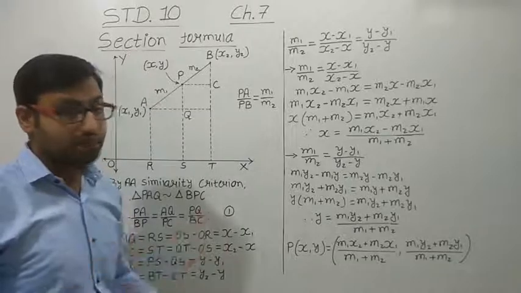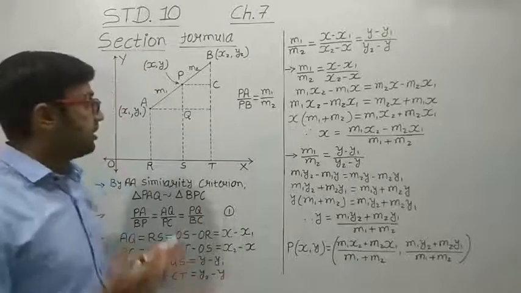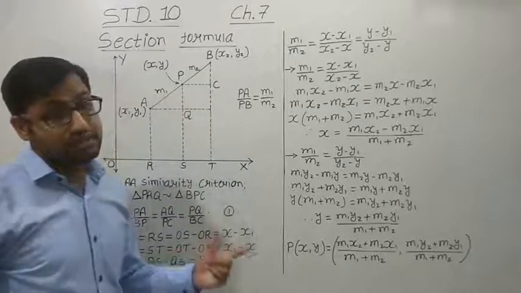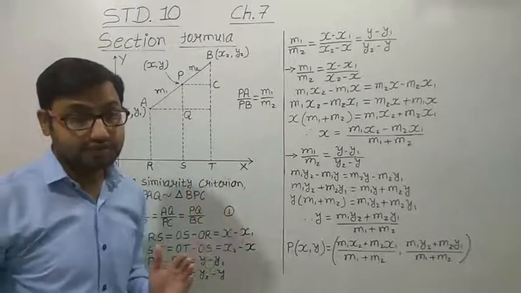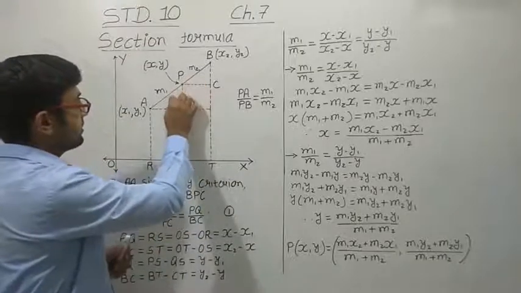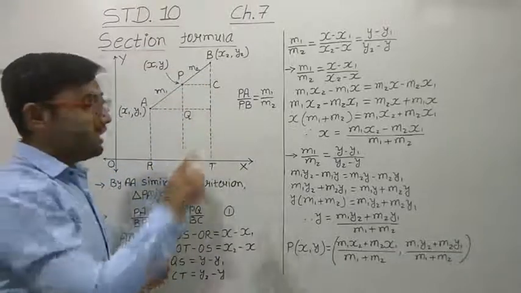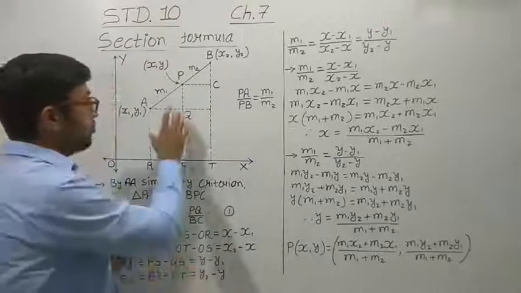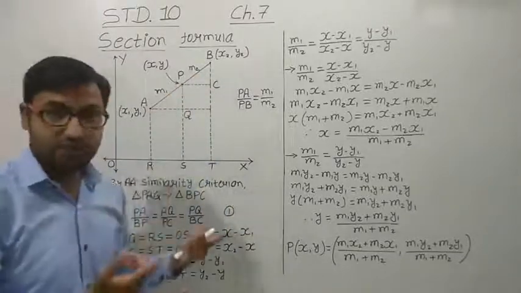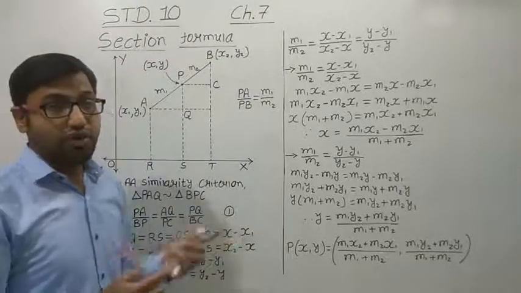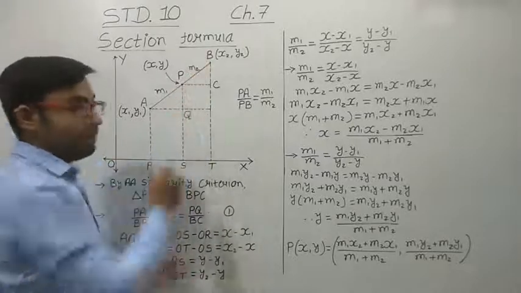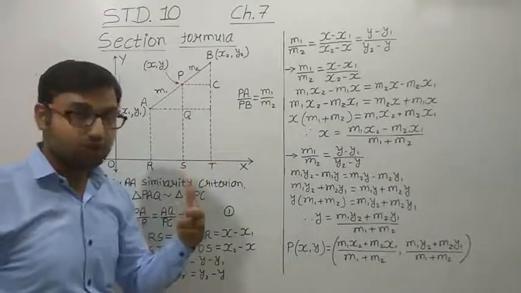Now it is not compulsory in every case that the point P on the line segment AB divides the line into two equal parts. Maybe it is possible that P is on line AB such that the AP portion is double that of the PB portion. Is it possible? Yes. When P is the midpoint, the ratio of AP to PB is 1:1.